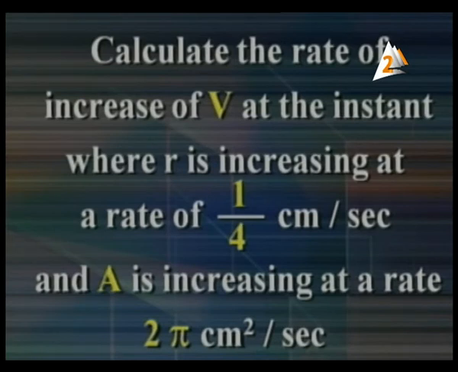Remember, 1/4 means the increasing of R with respect to time. Then dr/dt equals what? 1/4. Also, dA/dt equals 2π. Dear student, this problem is very important. Volume of a sphere, area of a sphere. What do you mean by volume of a sphere? Volume of a sphere is 4/3 πr³. Area of a sphere is 4πr².